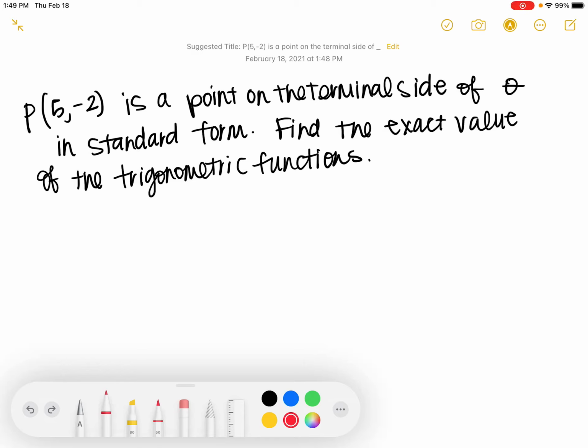All right, so there are questions like this on the homework, and I realize I didn't go over this in the video. Sorry about that.